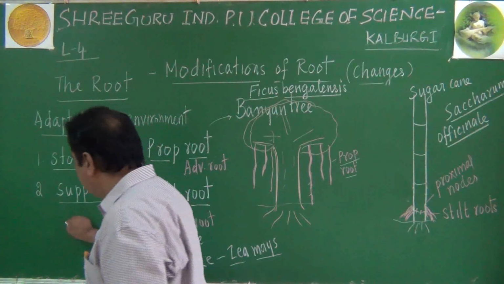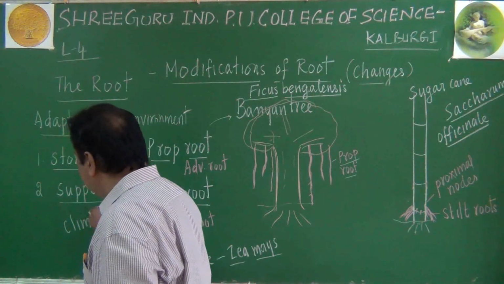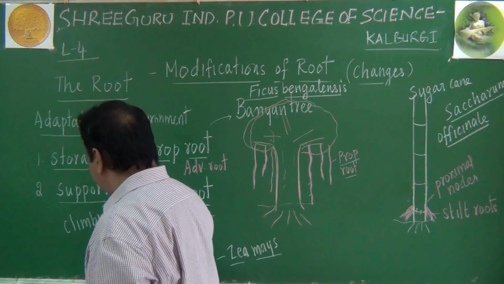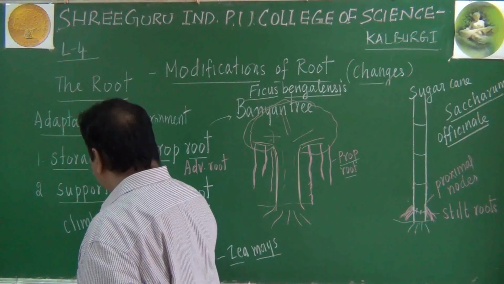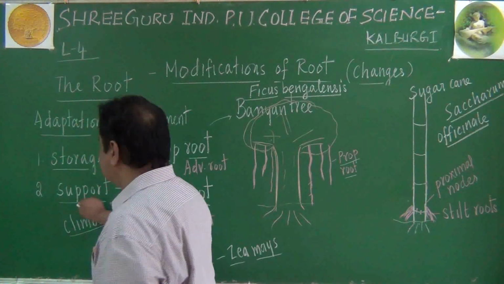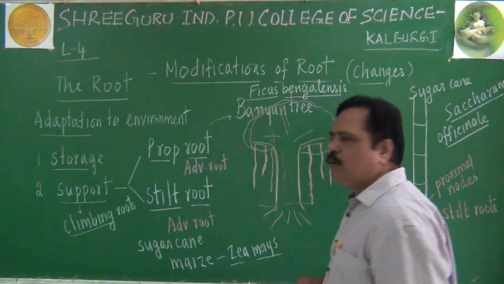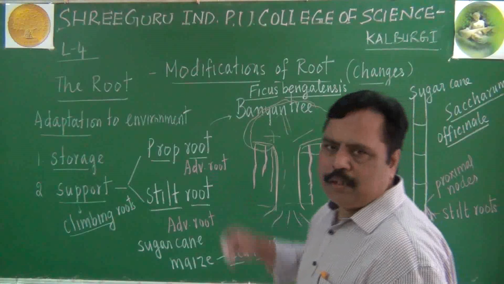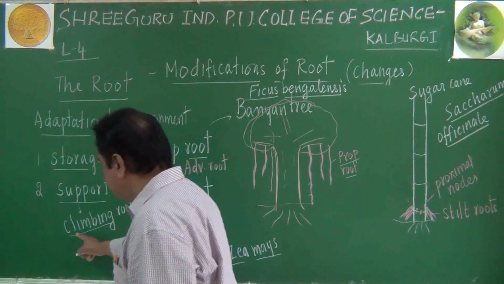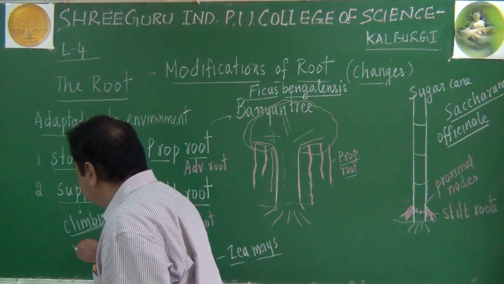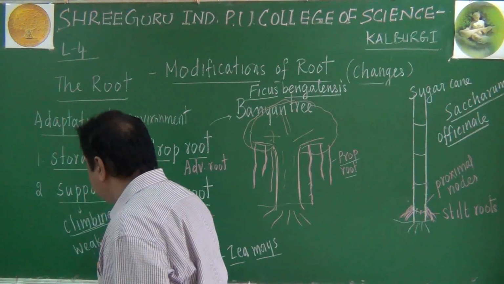There are certain roots called climbing roots also. They also provide support for the plants. Climbing root. Where do we find this climbing root means? Climbing roots are present in the case of weak stemmed plants actually.